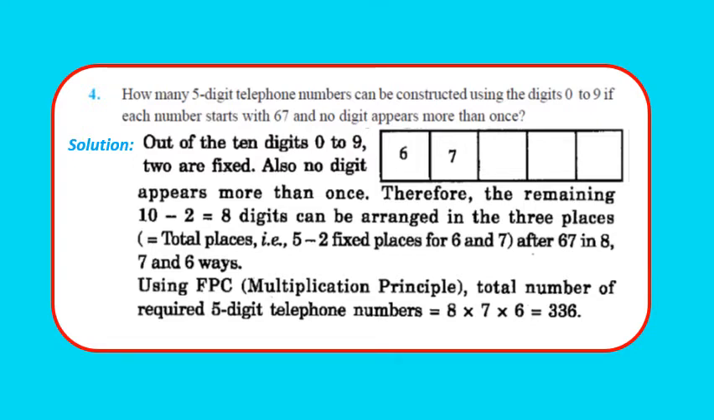So first box can be filled in 8 ways, second will be filled by any one of the remaining 7, and the third can be filled in any one of the remaining 6. So again, using the fundamental principle of counting or the multiplication principle, the total number of 5-digit telephone numbers using the digits 0 to 9 starting with 67 will be equal to 8 multiplied by 7 multiplied by 6, which is equal to 336. Clear? So pause and note down the solution.